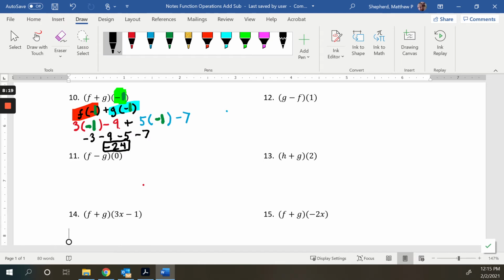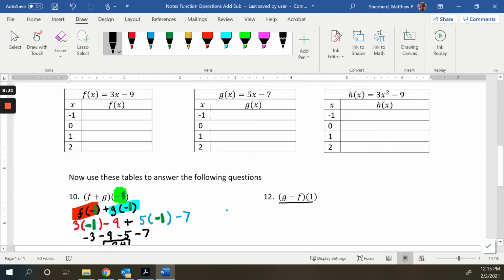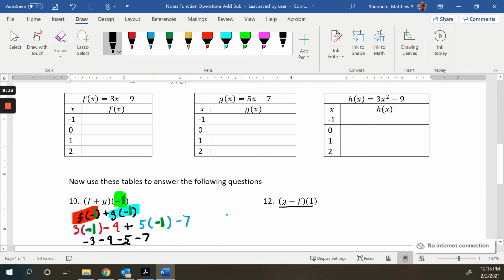Okay. So this is certainly one way of doing it, and it's perfectly valid. Now let's look at this g minus f of 1. So I've got these tables up here. We're going to use these tables to help do that problem a bit faster.